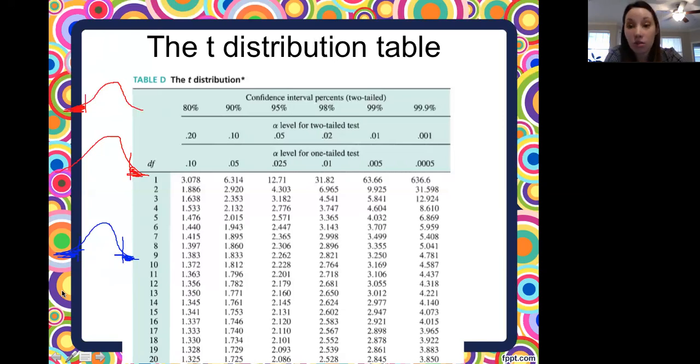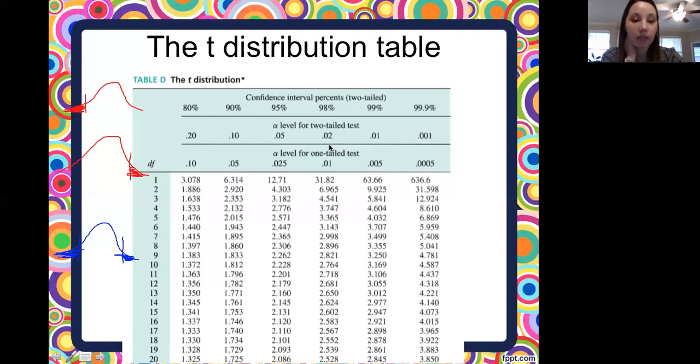This is something that you choose before you run your t-test. You determine whether you want to do a two-tailed or a one-tailed t-test. If you're doing a one-tailed t-test, you're interested in one side of the bell curve. If you're doing a two-tailed t-test, you're interested in both sides of the bell curve. So that is the other piece here.